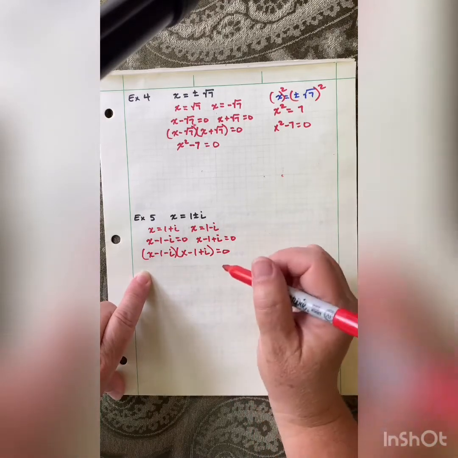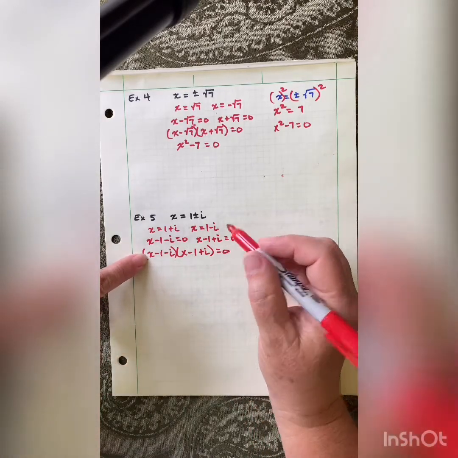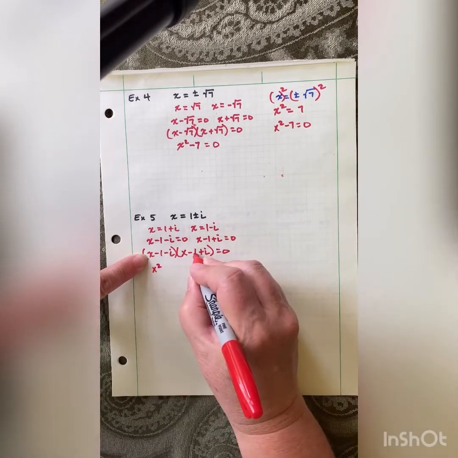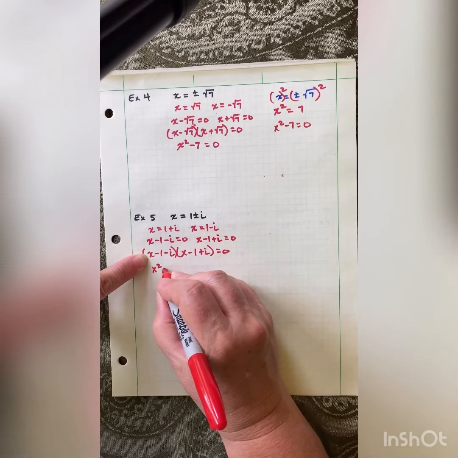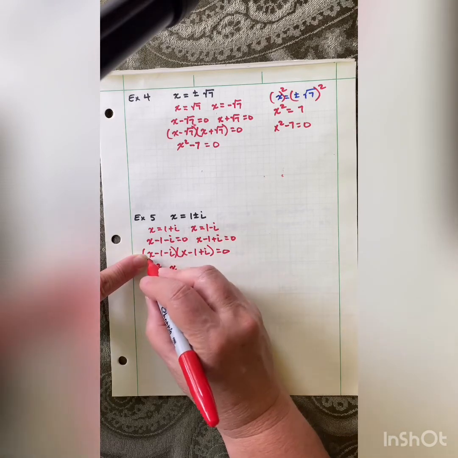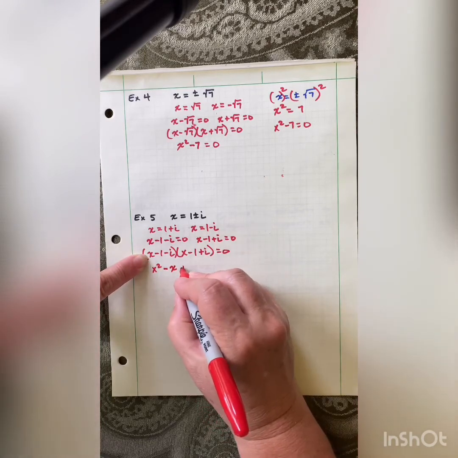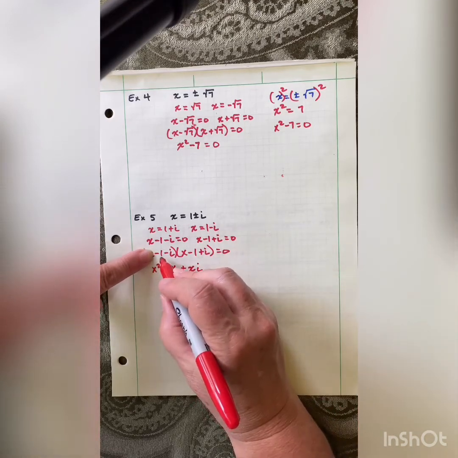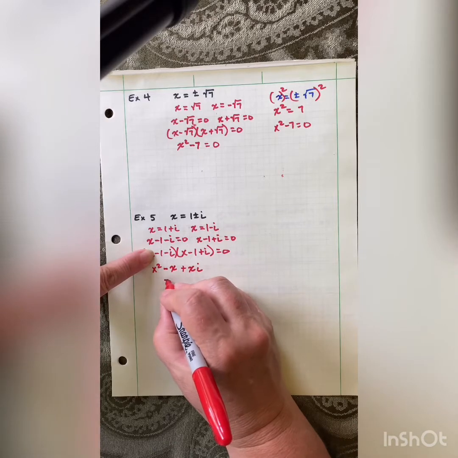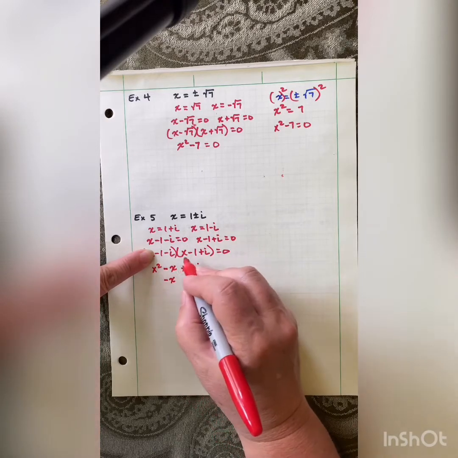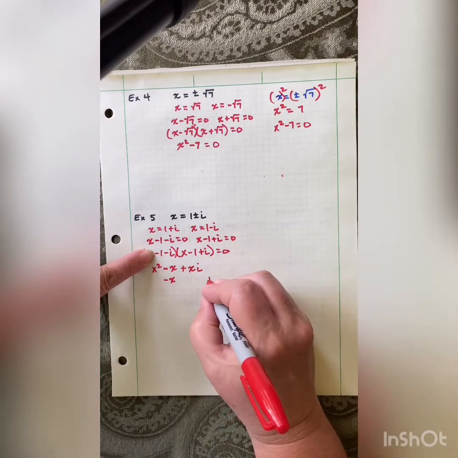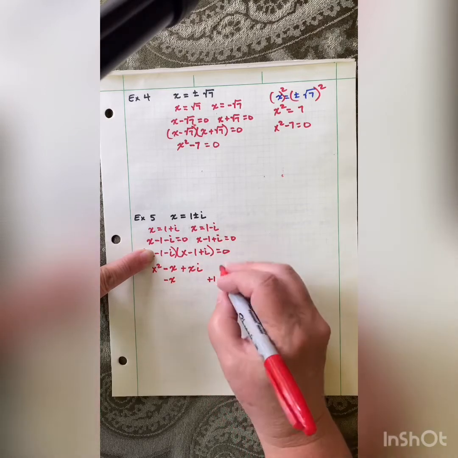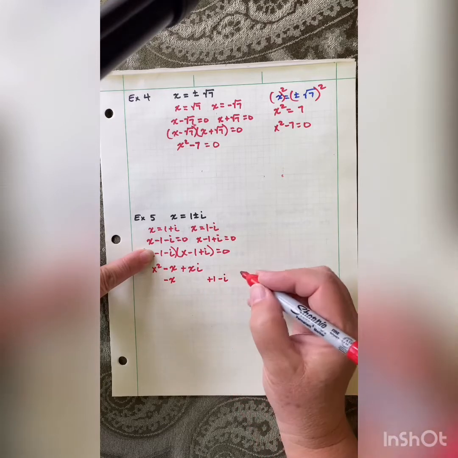Okay, now we have to distribute. Let's start with the x. X times x gives me an x squared. X times that negative 1 gives me a negative x. X times the i gives me a positive xi. Okay, let's go to the negative 1 now. Negative 1 times x gives me a negative x. Negative 1 times negative 1 gives me a positive 1. Negative 1 times the i gives me a negative i.